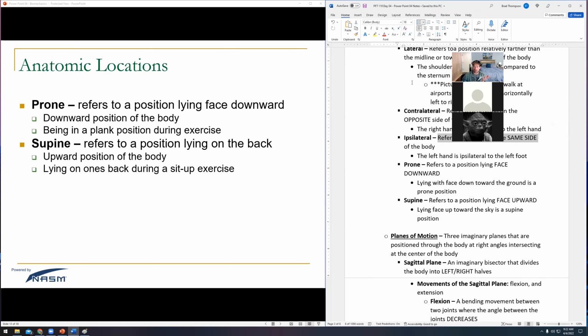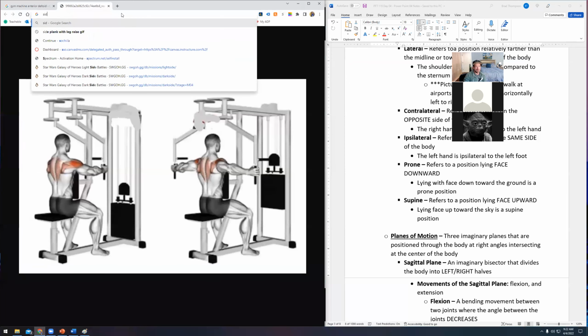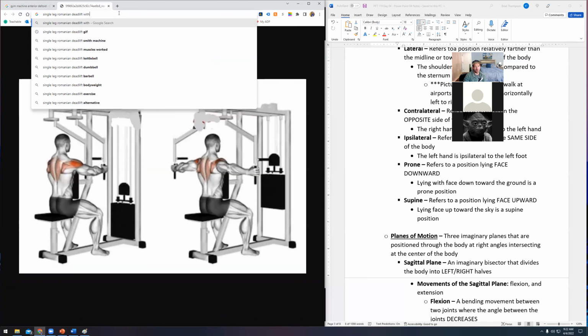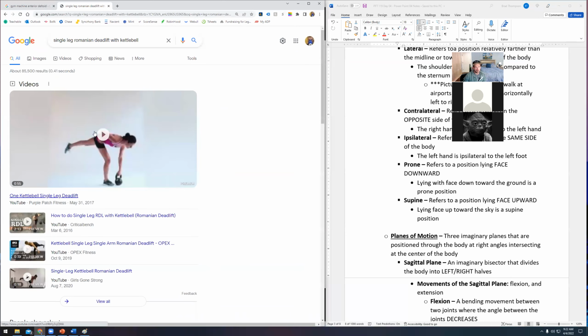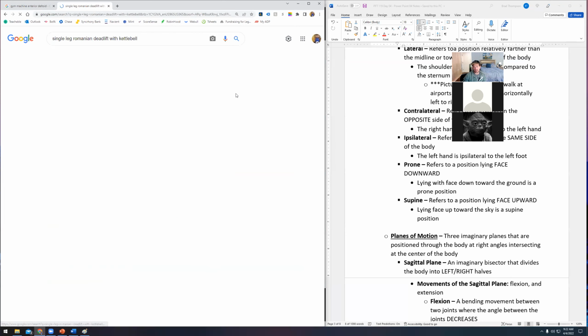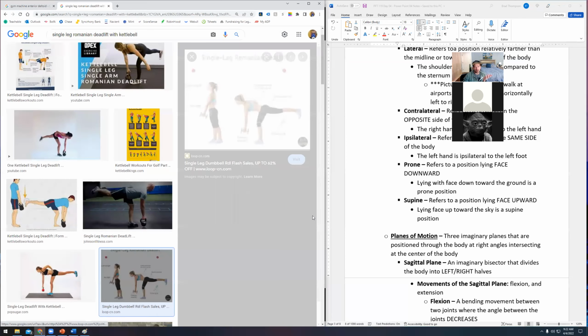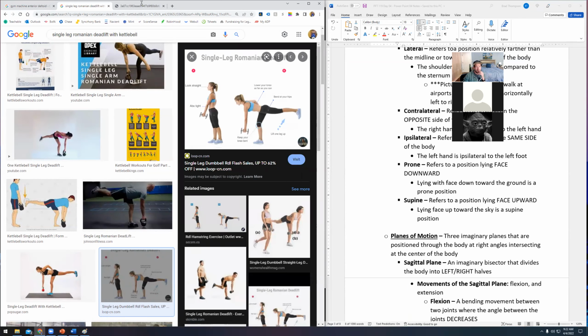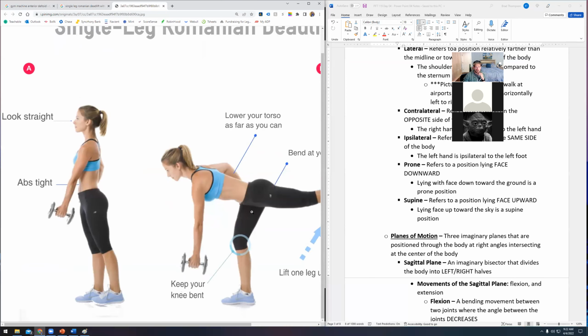That one's always really handy when we talk about where to hold a dumbbell. Usually you're going to hold a dumbbell on the contralateral side. If we look at a single leg Romanian deadlift with kettlebell, you'll notice she is going to hold this kettlebell on the contralateral side. So we look here, you can see she's got her right leg down and she's holding the dumbbell, in this case not kettlebell, in the left arm. So contralateral, that's usually how we do it.